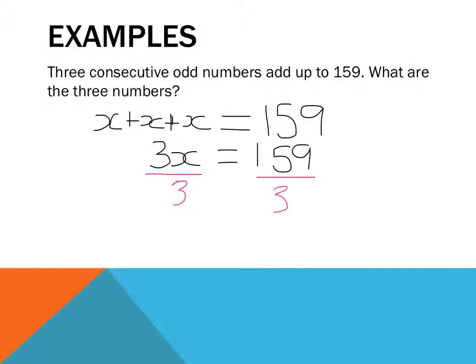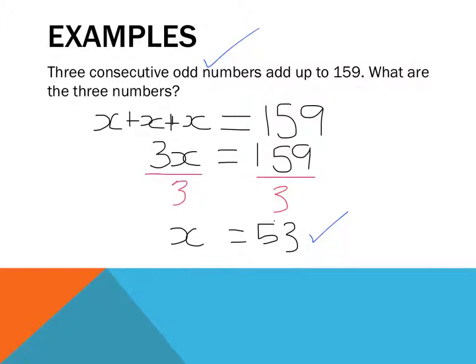So, 159 divided by 3, I did this before, 159 divided by 3 equals 53. Is 53 an odd number? Sure is. Which means I've got my answer right.